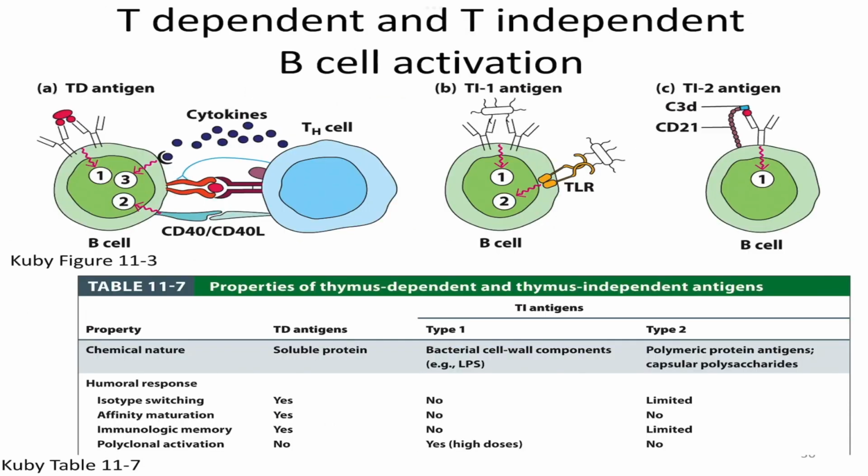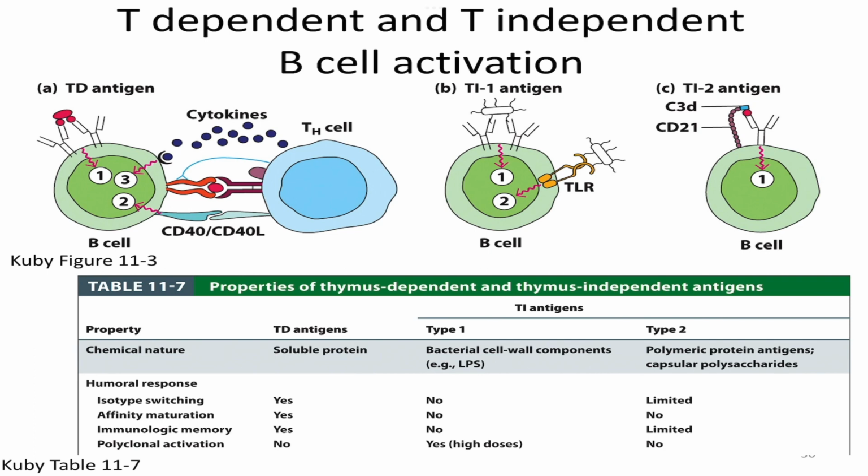When we think about how we activate B cells in the periphery, there are a couple of different ways that we can activate B cells in the periphery. These are known as either T-dependent or T-independent B cell activation. Some antigens are thought of as either being T-dependent antigens or T-independent antigens.